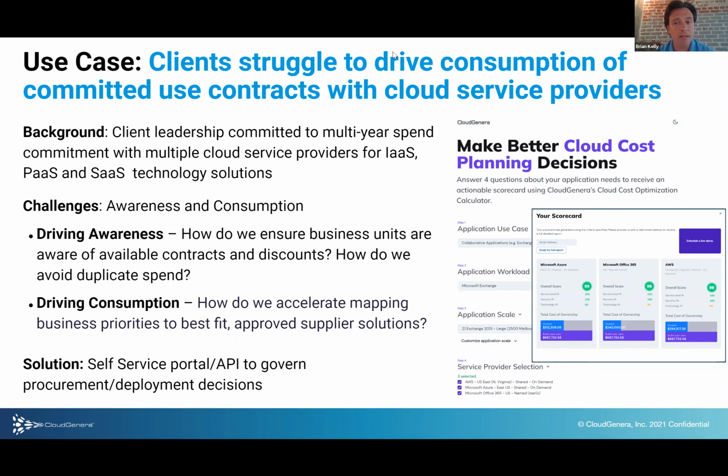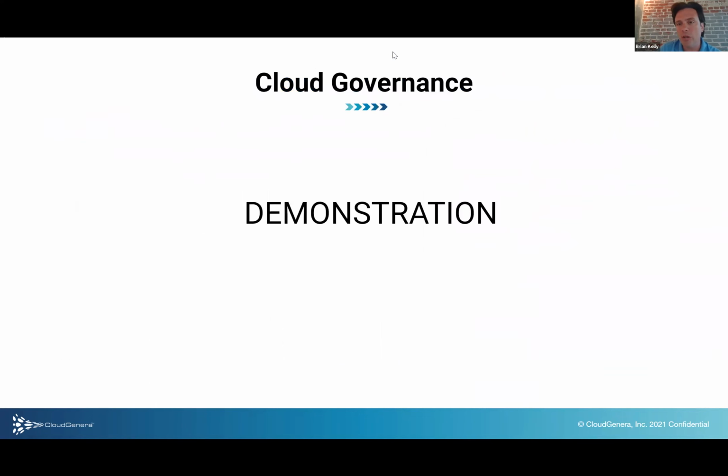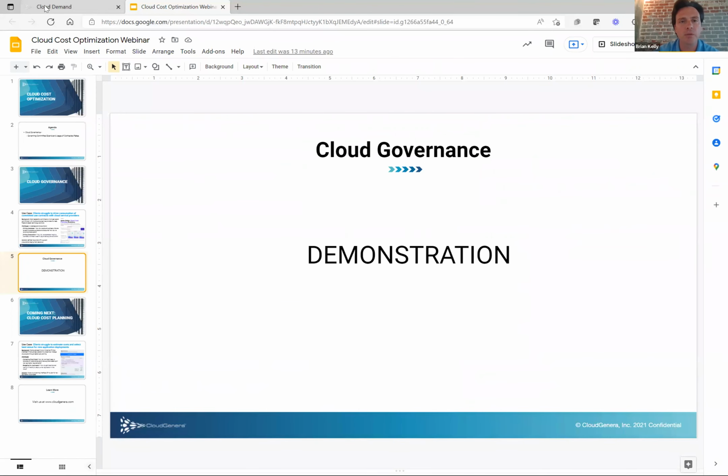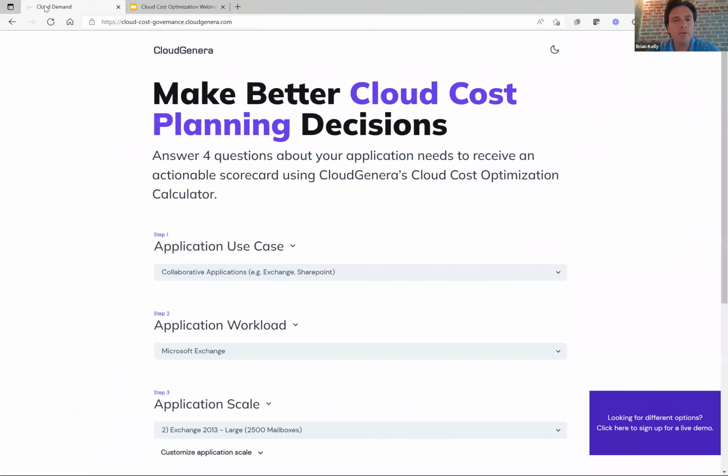From CloudGenera's perspective, we have a solution. We've created a self-service portal and an API service that business can use to govern these procurement and deployment decisions. And next, we're going to take a look at this solution in action, and we'll talk about a couple of other customer use cases. But first, let's take a look at CloudGenera's solution for cloud cost governance.